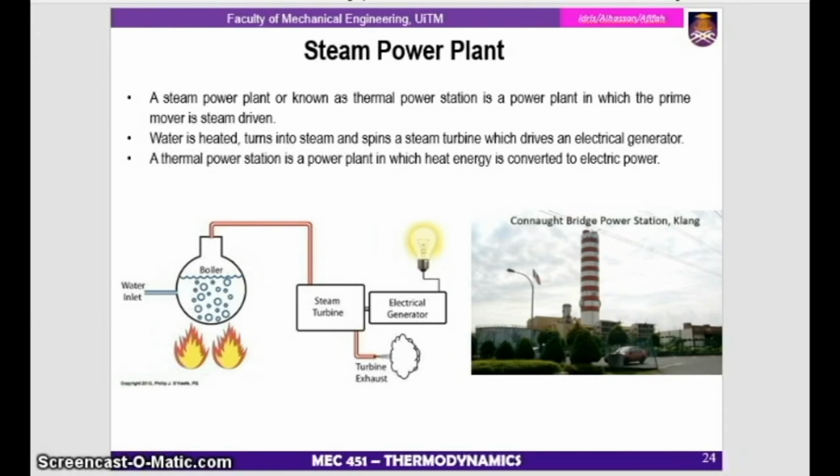This time we will continue our class of thermodynamics. The topic that I will cover today is about steam power plant.